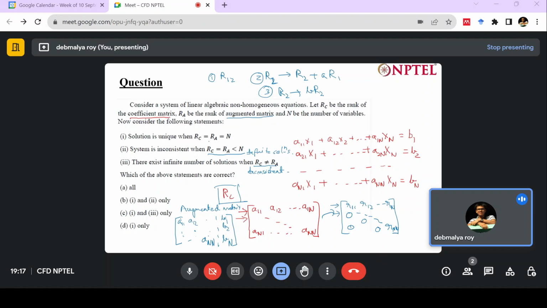What happens if RC is equal to RA is equal to n? This is the ideal case scenario where our rank is equal to the number of variables, and thus the number of independent equations is equal to the number of unknowns. If that is the case, we will find a unique solution. So the solution is unique when RC is equal to RA is equal to n. So our first statement is correct. If the first statement is correct, we have D as the correct option.